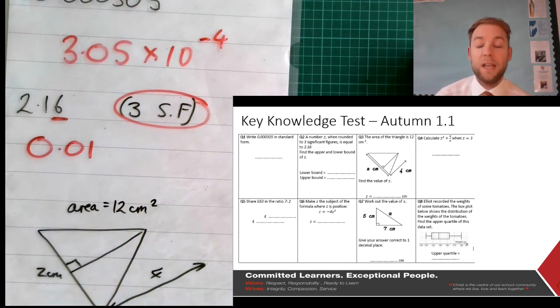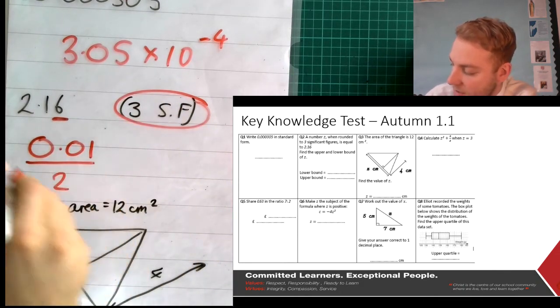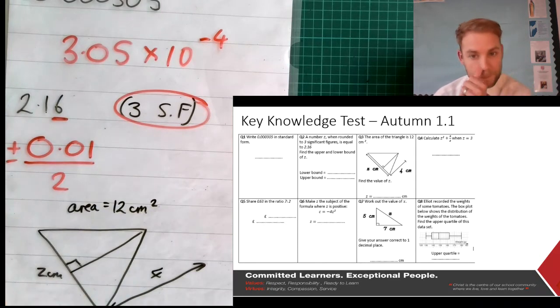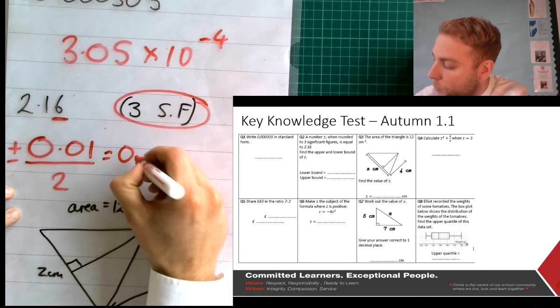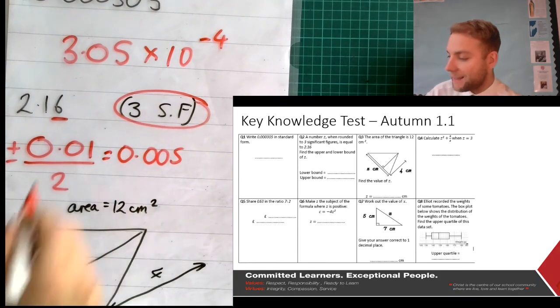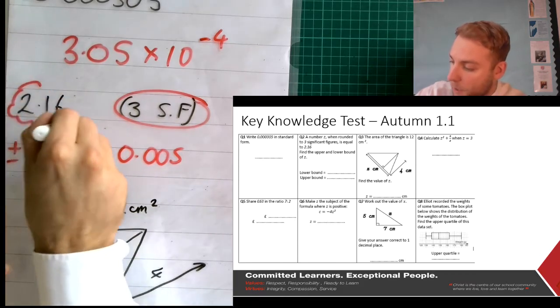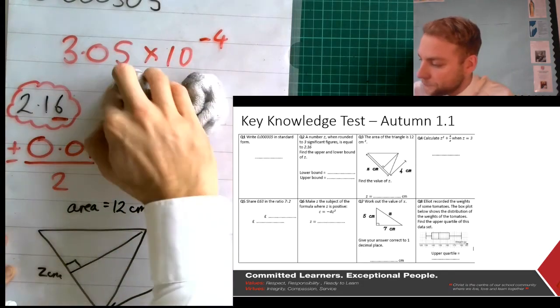Just take note, if you haven't got these right, get these down now. The reason for that is the next time you do this, it's going to be exactly the same questions, just with different numbers. Okay. So third significant figure. I halve the accuracy, add and subtract. So half my accuracy of this is going to be equal to 0.005. And then I'm going to add and subtract this to my number.